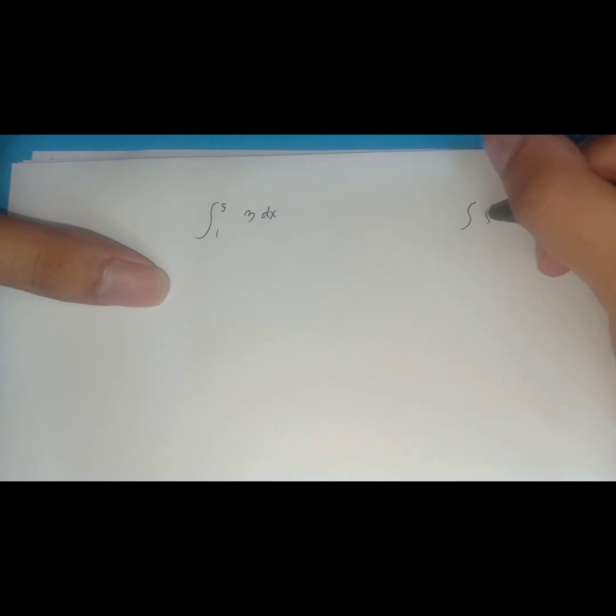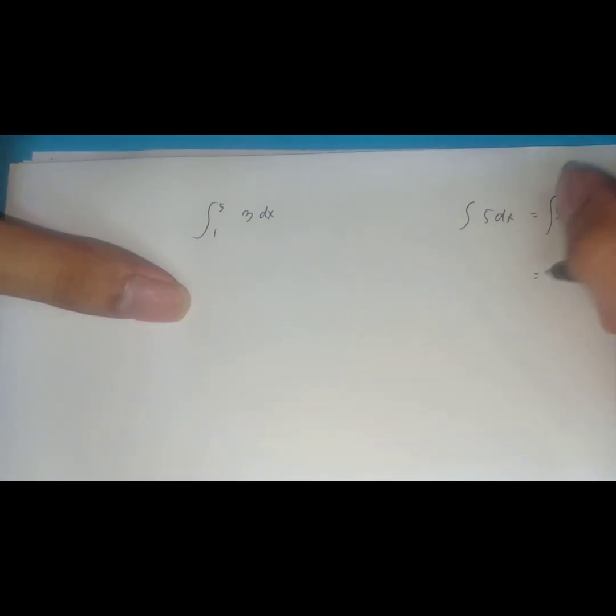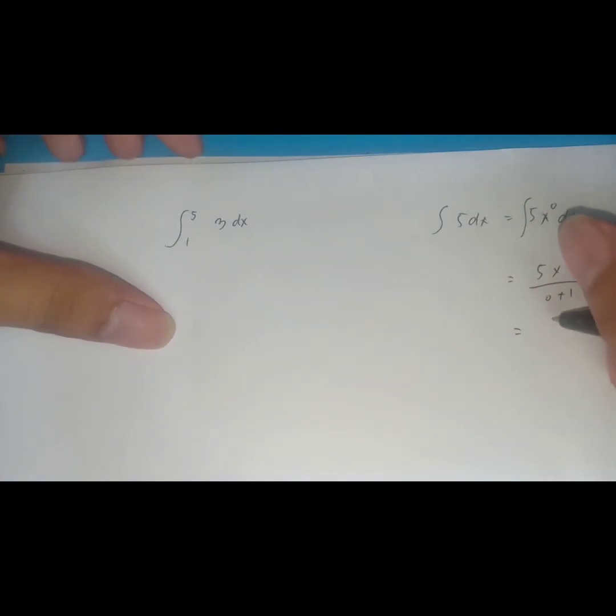For example, the antiderivative of 5dx is equal to 5x, because it is the antiderivative of 5x raised to the power of 0, because any number raised to the power of 0 is equal to 1, dx. If we use the power rule, we get 5x^(0+1) over 0+1. So we'll get 5x raised to the power of 1 over 1, which is also equal to 5x.